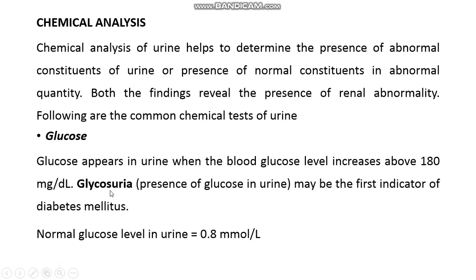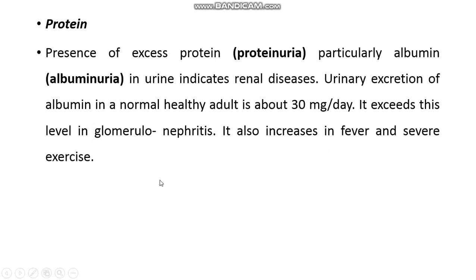First one, glucose. So glucose appears in urine when the blood glucose level increases more than 180 milligram per dl. So that is known as glycosuria. Glycosuria means presence of glucose in the urine, and which may be the first indicator of diabetes mellitus. Okay, the normal glucose level in urine is 0.8 millimole per liter.